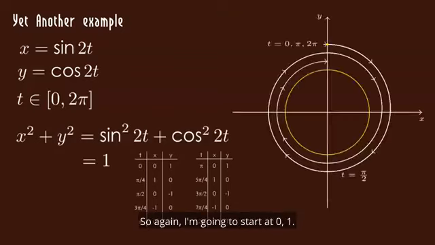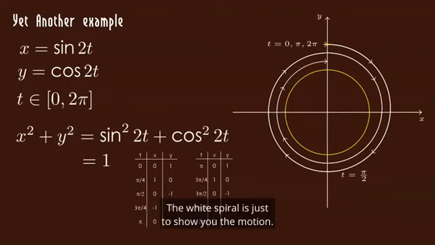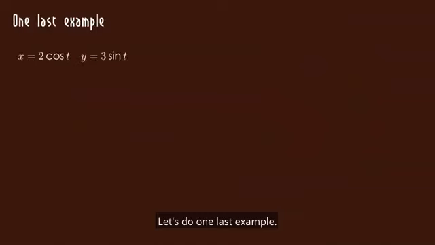So again, I'm going to start at (0, 1). The white spiral is just to show you the motion. I'm still in the yellow circle, but I'm going to start at (0, 1) and go around twice. Let's do one last example. Suppose I have x equals 2 cosine t and y equals 3 sine t.